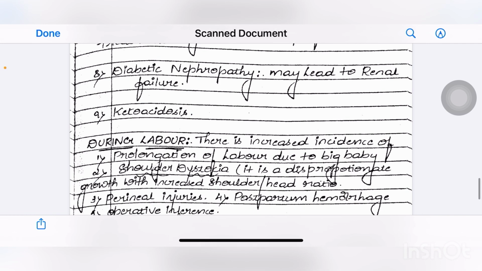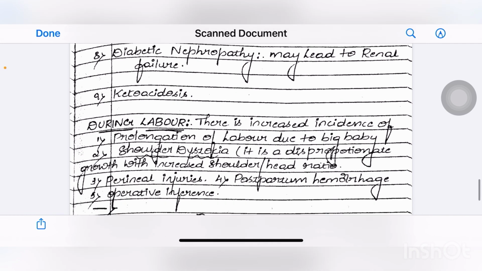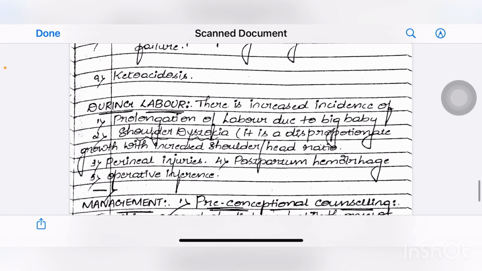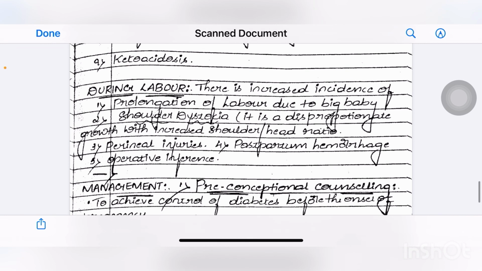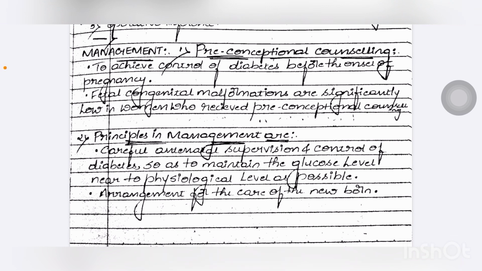And during labor, what happens? There is increased incidence of prolongation of labor due to the big baby. Second is shoulder dystocia, that is, a disproportionate growth with increased shoulder to head ratio. Third is perineal injury. Fourth one is postpartum hemorrhage. Fifth is operative interference.